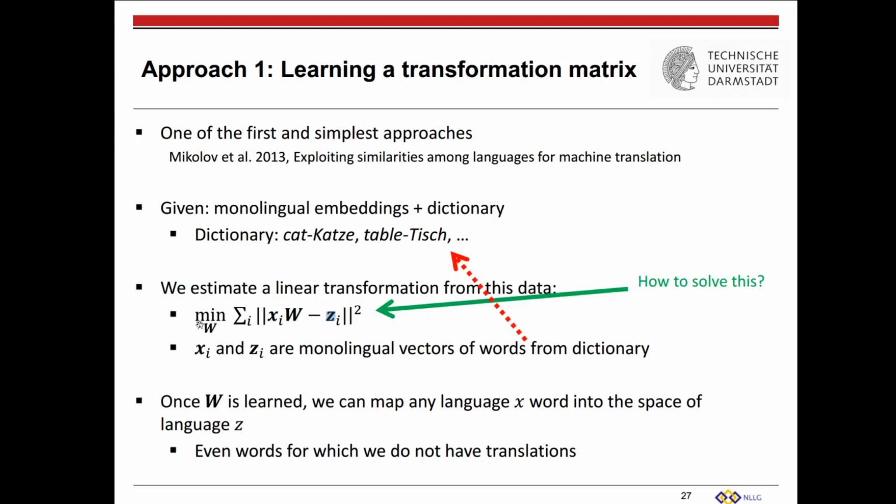And we want to minimize over all possible matrices, and we want to minimize the sum over all the words in our dictionary, right? And we use the standard Euclidean distance squared, right? So in this way we can transform the English embedding space to become similar to the German embedding space. And then once we have learned this W, we can map any language X word, so any English word, any new word that is not in our dictionary, can also be mapped into the space of the German language, right? So even if we do not have the dictionary.